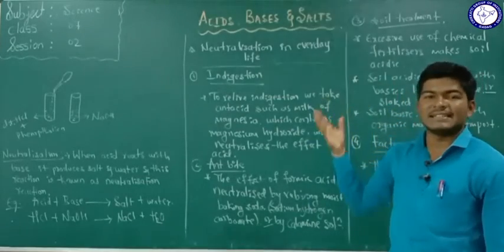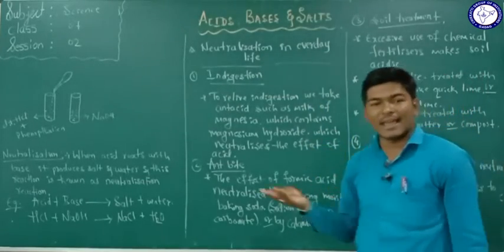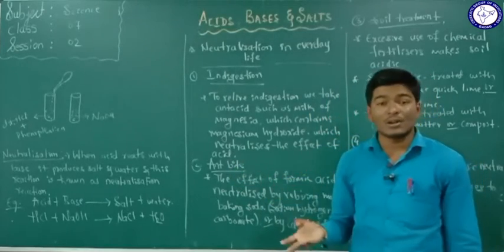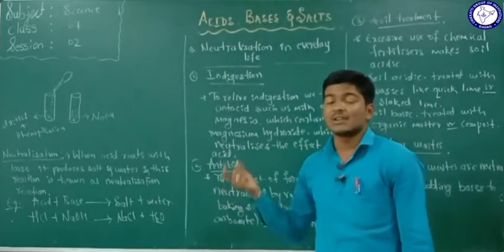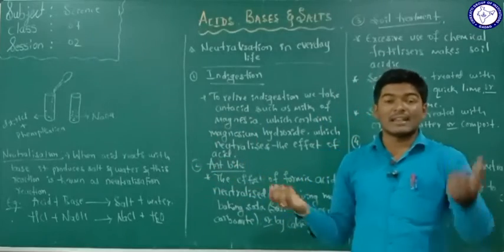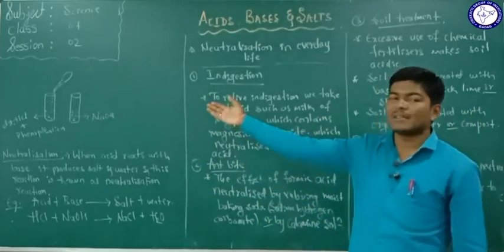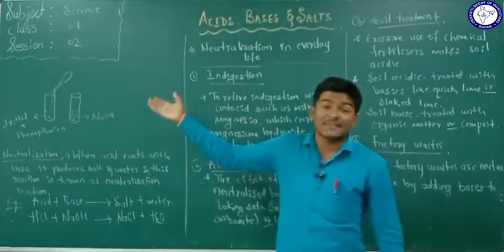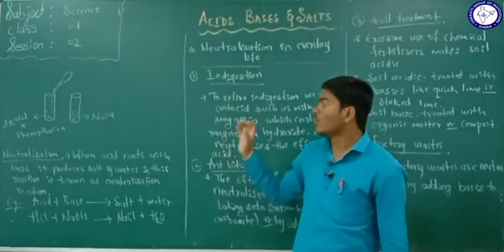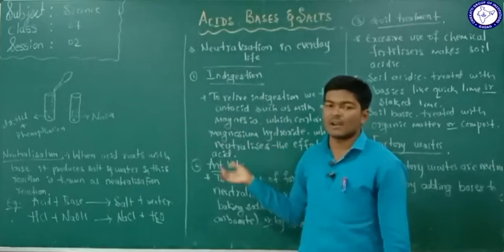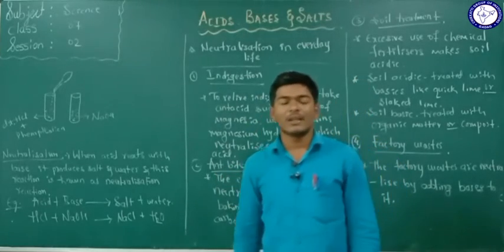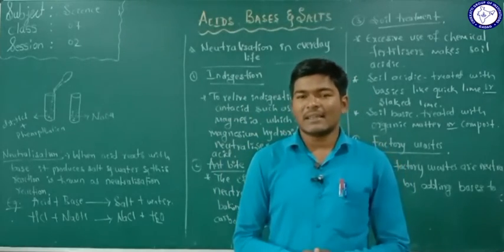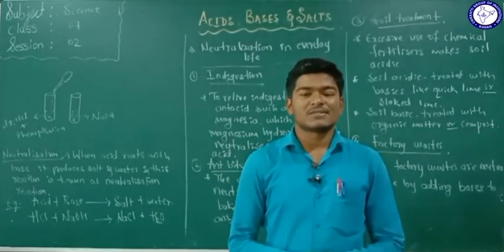This is all about your another most important chapter, that is acids, bases and salts. So in this session we studied what are acids, what are bases, what is neutralization, what are neutrals, what are indicators, what are natural indicators, what are chemical indicators. One type of chemical indicator is phenolphthalein, and what are the properties of those indicators, and also we studied the uses of neutralization. So in the next lesson we are going to study your next chapter, that is chemical reactions. Okay, thank you.